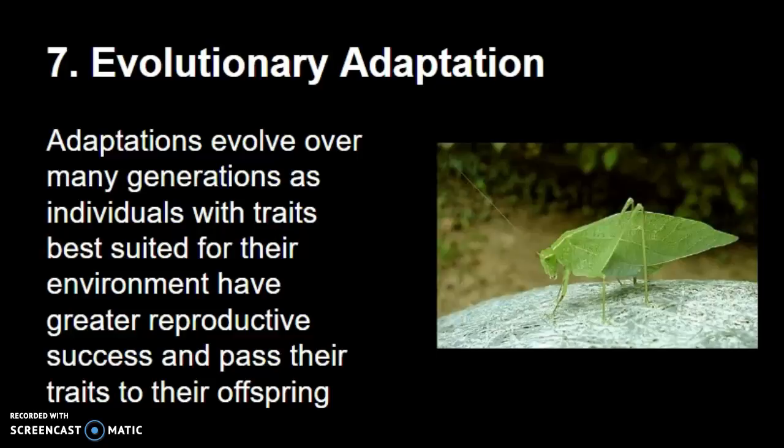Evolutionary adaptation. Adaptations evolve over many generations as individuals with traits best suited for the environment have greater reproductive success and pass on their traits to their offspring. So if you take a look at this picture, this is a katydid. A katydid looks almost exactly like a leaf, and it can be camouflaged very easily in the summer and spring and sometimes even the fall months, so that predators are not going to eat them. So this adaptation is helping them to survive, and if they survive, they should be able to reproduce.